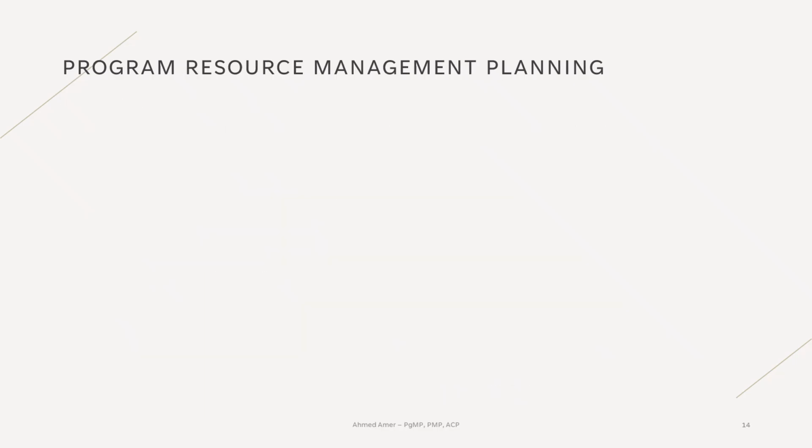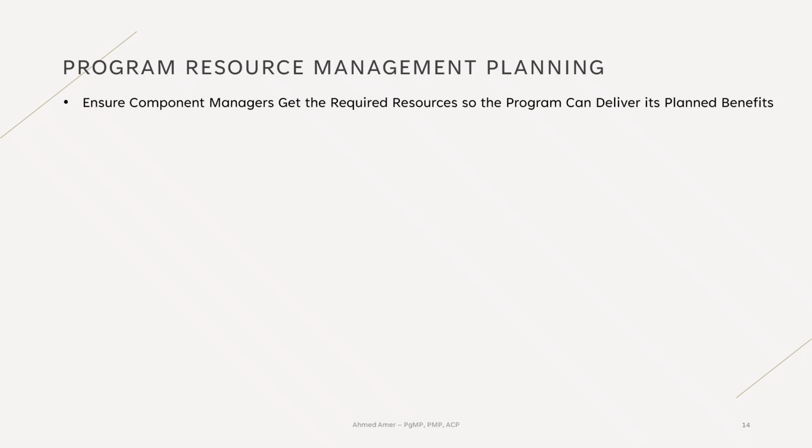Now, it's time to talk about program resource management planning. Program resource management is really about making sure the right resources are available to the component managers so the program can actually deliver its intended benefits. The resources in scope here are people, equipment, materials, or whatever is needed. So when we talk about resource management at a program level, it's a very different game compared to managing resources inside a single project or component.